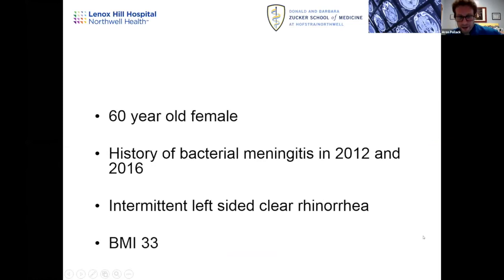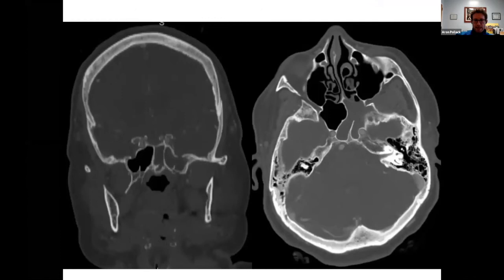This is also a very interesting case. This may be the last case of a 60-year-old female who had 2 separate episodes of bacterial meningitis with intermittent left-sided clear rhinorrhea. It was, I guess, never known that that was the source of her meningitis until she finally came in with another episode of meningitis. And what's interesting in this patient is I showed you in the beginning of the lecture a comparison between 2 different sphenoid sinuses, a very small sphenoid sinus and also a very large pneumatized sphenoid.